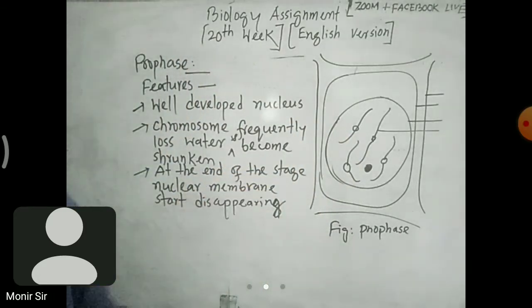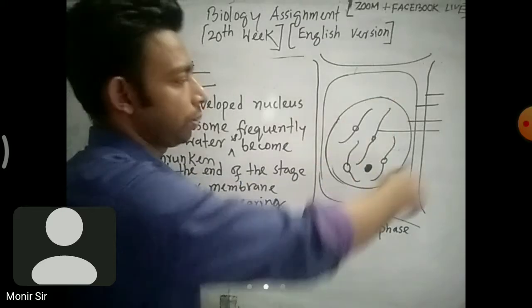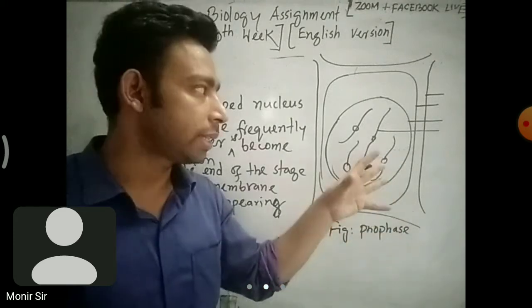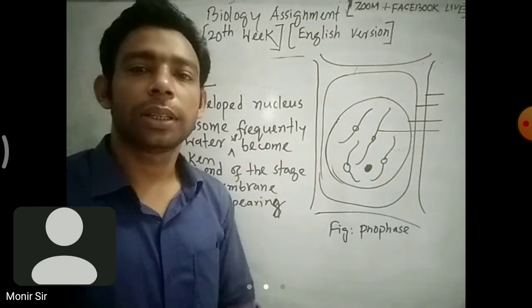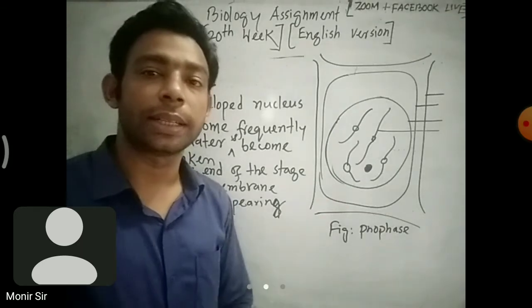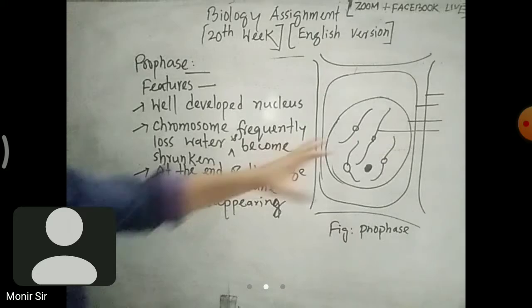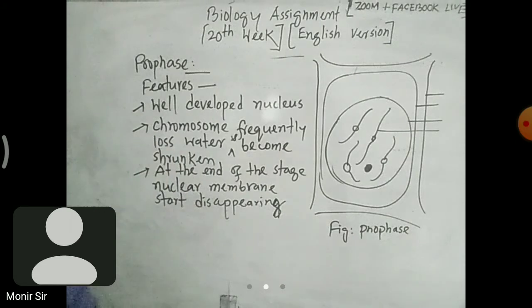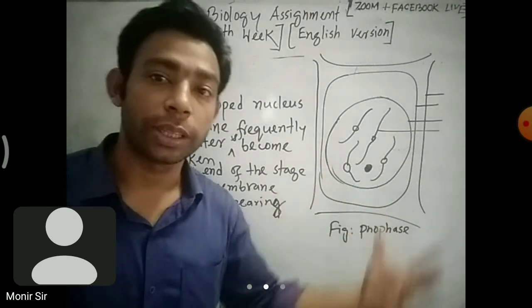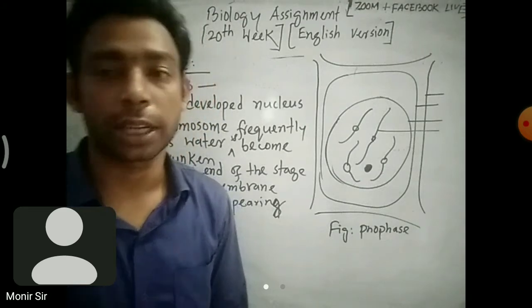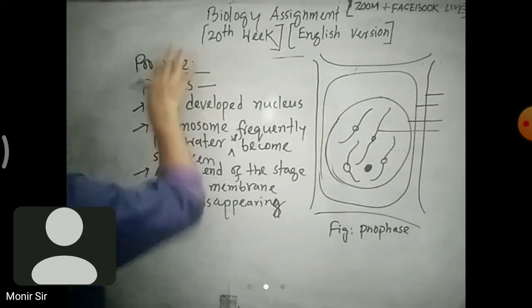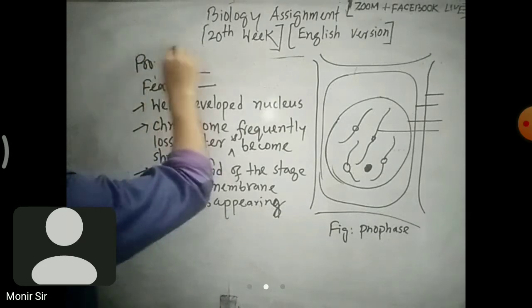And at the very end of the stage, the nuclear membrane, the outer layer of the nucleus, just starts disappearing, not yet disappeared. In the next stage you will see it will be disappeared, or nearly disappeared. So you will draw a figure, mark each and every part, and then write three features. It is better to mention the different stages and different changes in the chromosome in the first stage. So this is the prophase. We will go through the pro-metaphase. Next one, pro-metaphase.